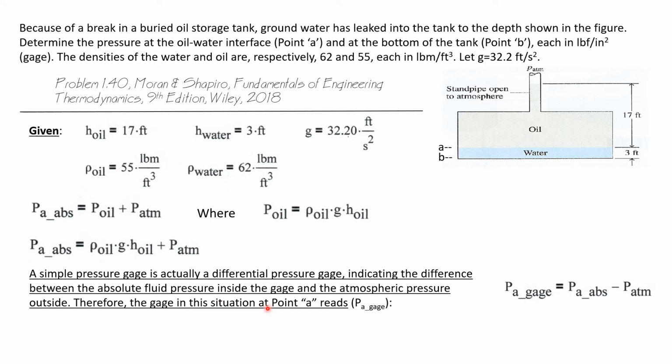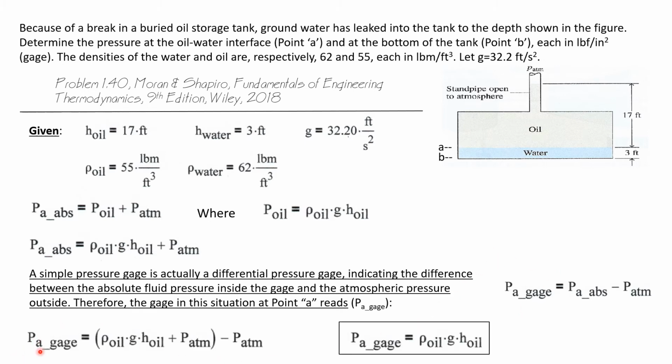Now, I'll state once again, we've got to remember that they're asking for gauge pressure. It's as if I were to attach a pressure gauge right here at this point A. And remember, a pressure gauge does not read absolute pressure. It reads gauge pressure. And the relationship is that the gauge pressure is the absolute pressure inside the gauge minus the atmospheric pressure outside the gauge.